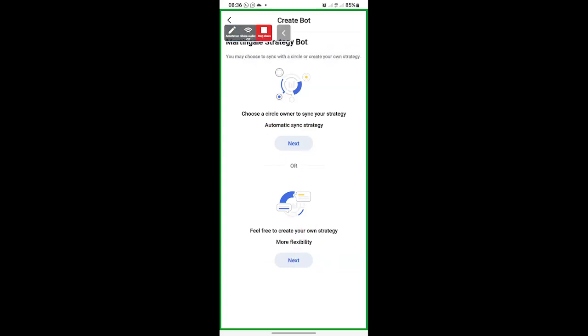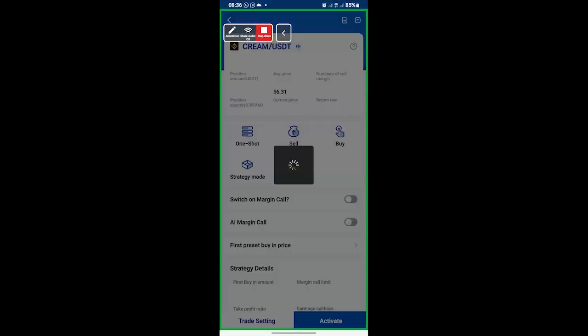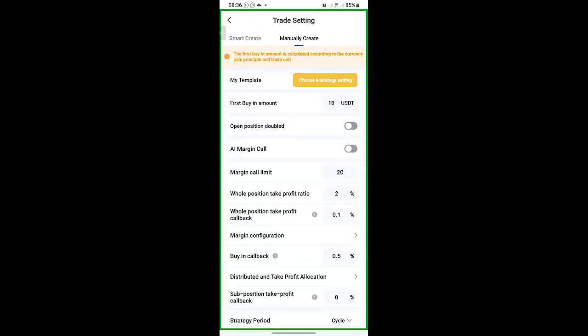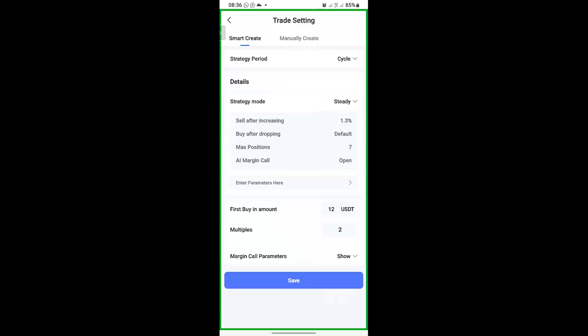So you click next, this one here. Then you go to trade setting. So we have the smart create. It simply means default settings, default capital, good capital. Smart create is for those people who don't know what to do. If you have your big capital, you choose smart create. You set some parameters, then you save, then you start immediately. Don't waste time.